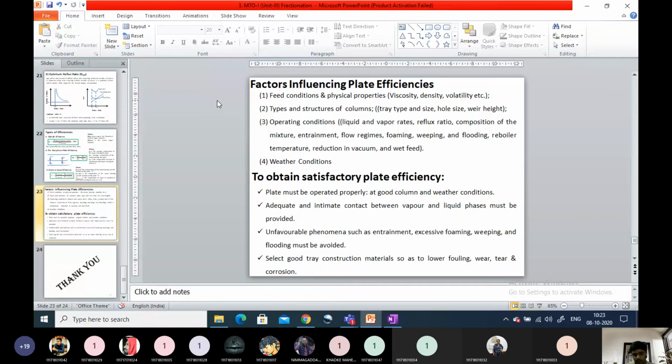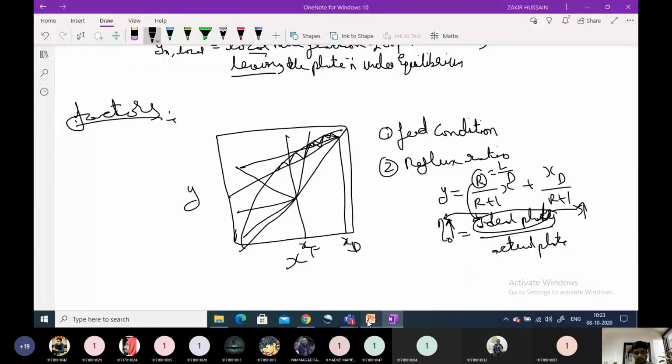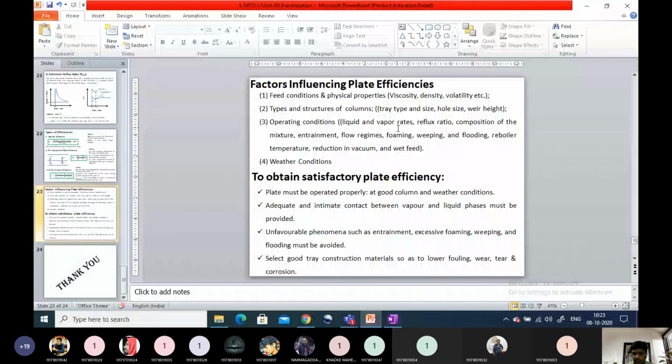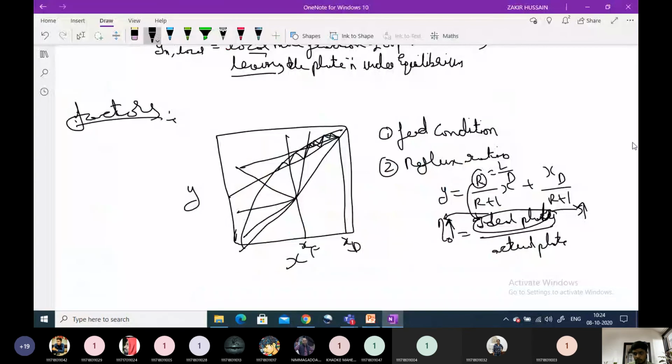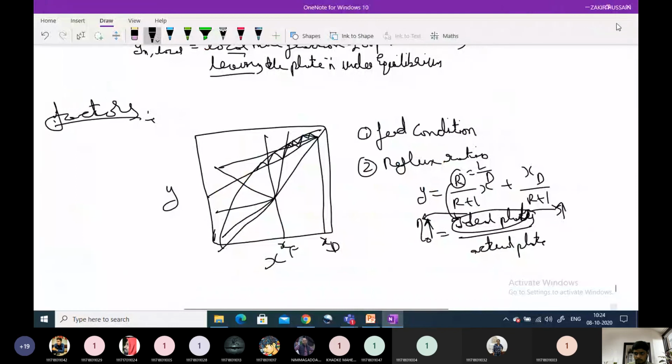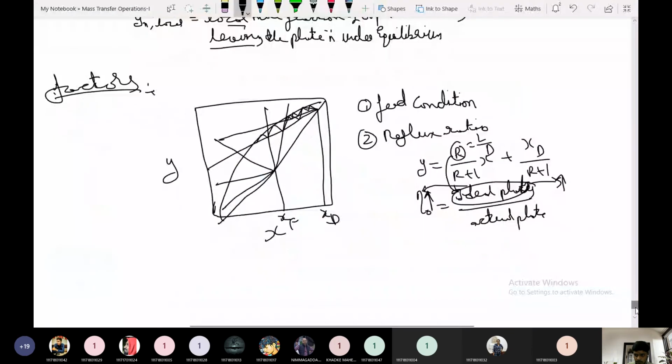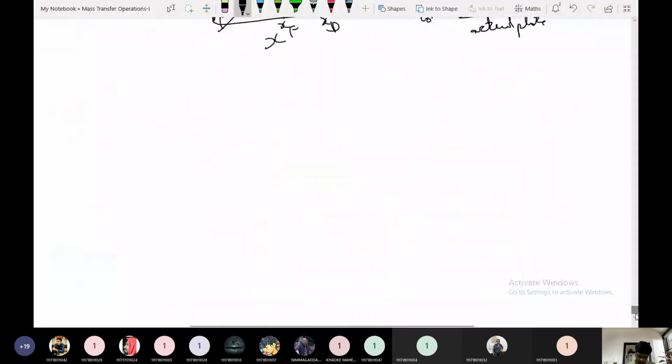So what are these conditions? We will see. The first condition is entrainment. Then foaming. Flow region means the liquid and vapor conditions. So the flow between this vapor and liquid will influence, but the main condition is entrainment. Then what is this entrainment? We have to see. So entrainment.